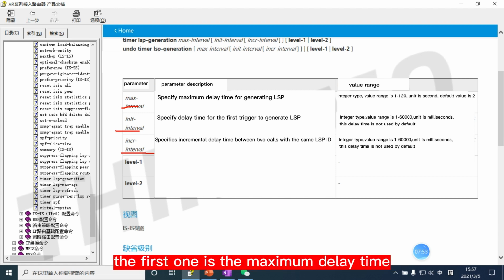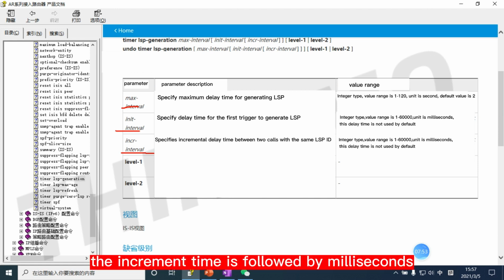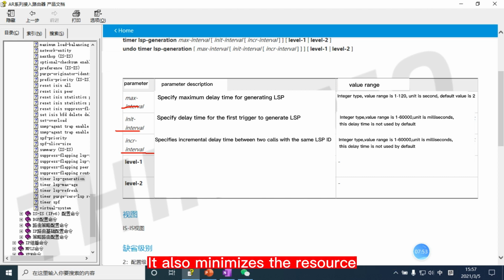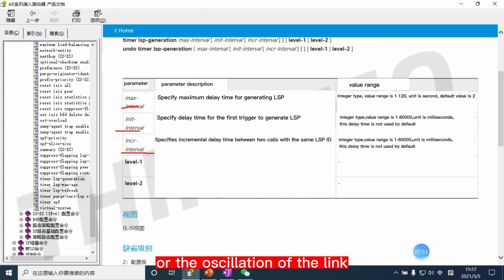The first one is the maximum delay time. There is also the delay for generating the LSP for the first time. Then there is the incremental delay time between two LSPs with the same LSP ID being generated. The increment time is followed by milliseconds. These three times can be a very good solution. In addition to generating LSP quickly, it also minimizes the resource consumption of the device, reducing the number of LSPs generated by the oscillation of the link. How does that happen?